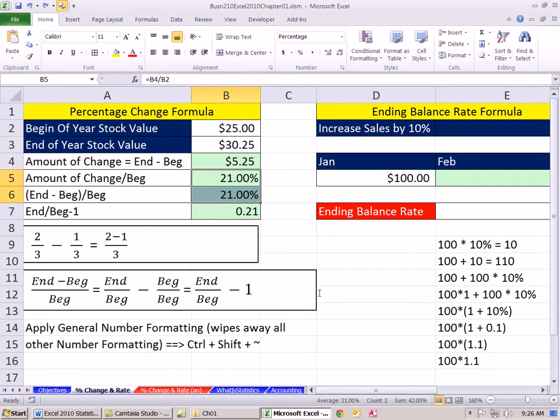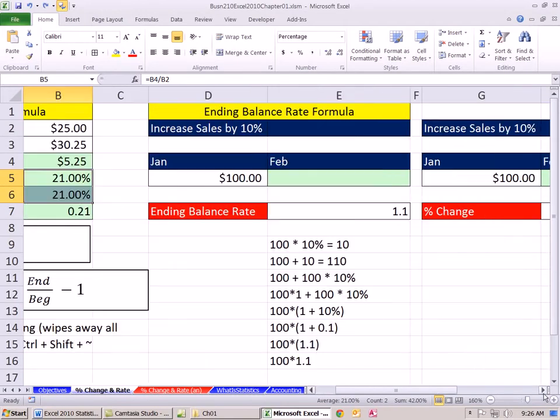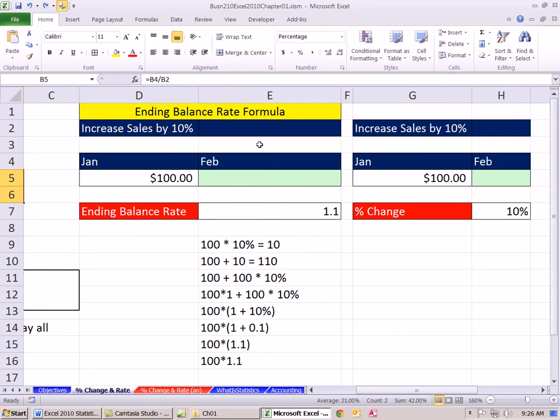I'm going to Control-Z undo. I kind of like that formatting there. Now, let's see the ending balance rate formula. Now, we want to increase sales by 10%. One way to do this is to simply put 1.1 in a cell and take our begin amount times the 1.1.